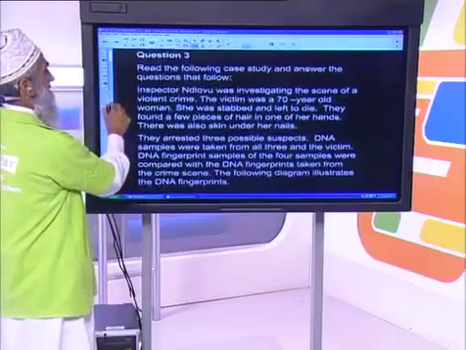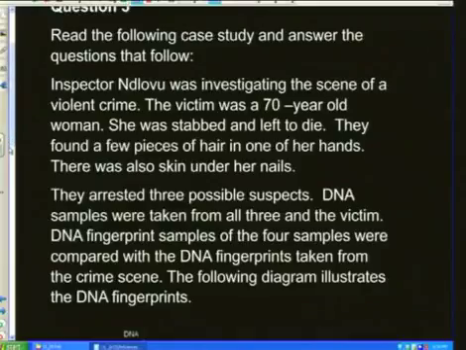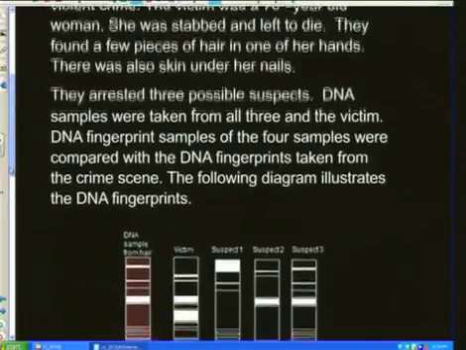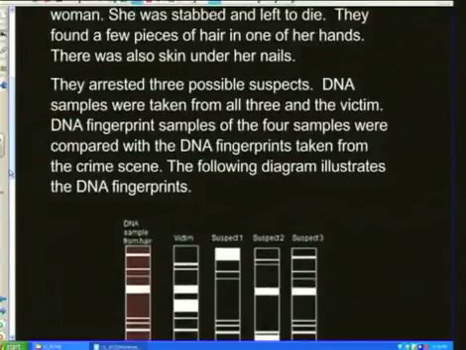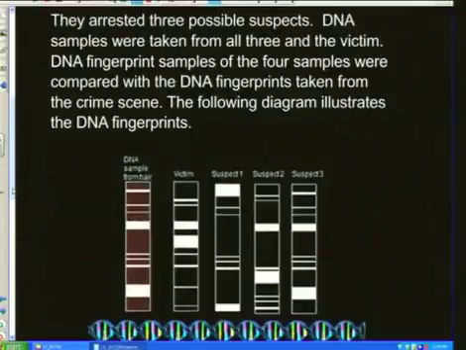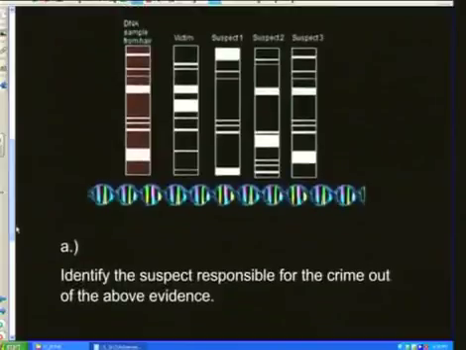Question 3. This is a longer question now. They give you a case study, and you must answer the question. This guy was investigating the scene of a violent crime. A 70-year-old woman. She was stabbed and left to die. They found a few pieces of hair in one of her hands. There was also skin under her nails. They arrested 3 possible suspects. DNA samples were taken from all 3, and hence we come to this point here. So here we're getting the DNA sample from the hair. Here's the DNA sample from the victim, suspect 1, 2, and 3.